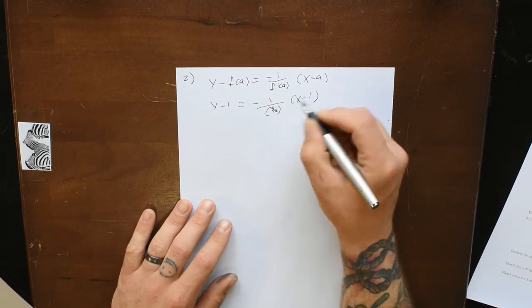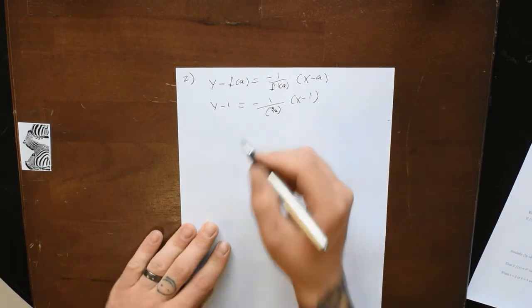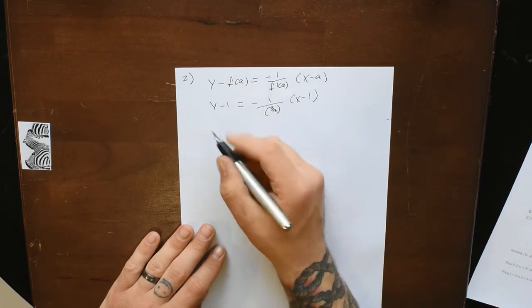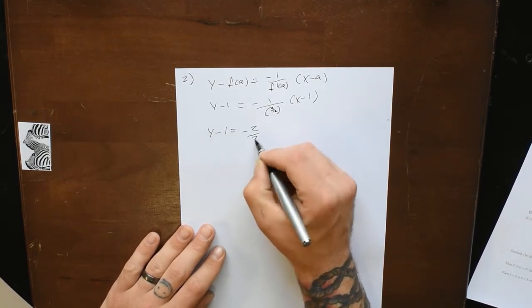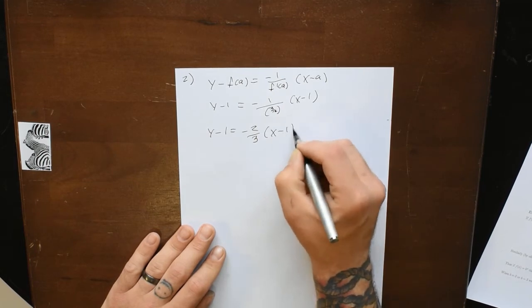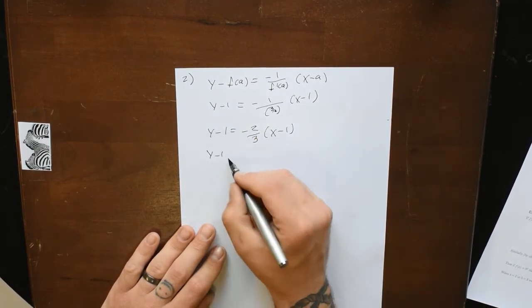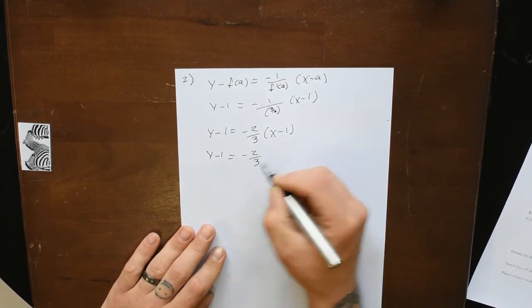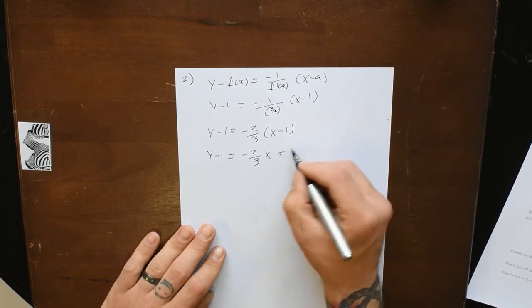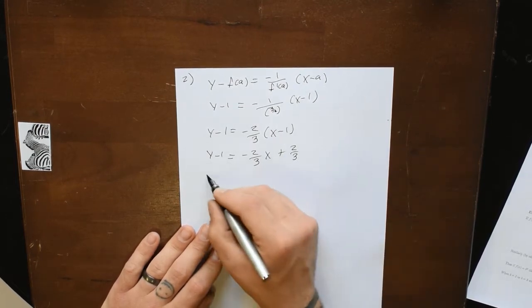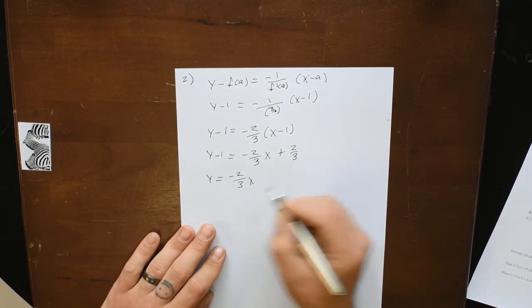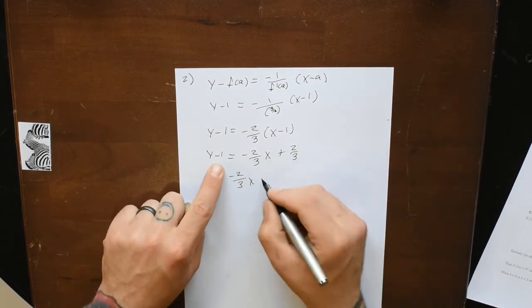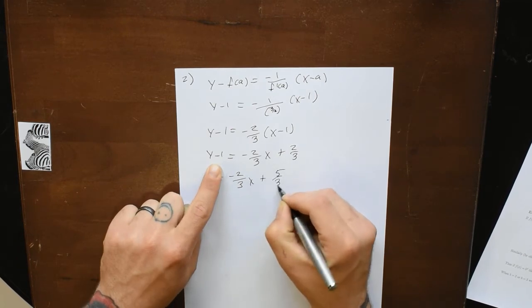X minus 1. 1 divided by 3 halves is the same as multiplying by 2/3. Y minus 1 is equal to negative 2/3 times x minus 1. So y minus 1 is equal to negative 2/3 x plus 2/3. Y equals negative 2/3 x plus 2/3 plus 3/3, which is a positive 5/3.